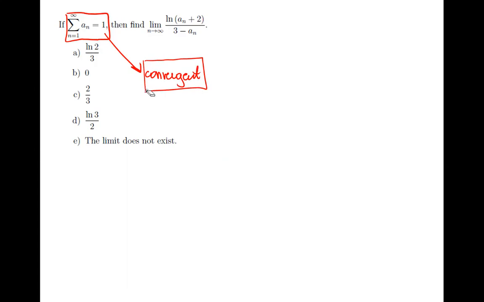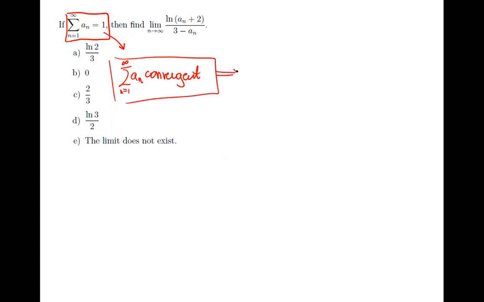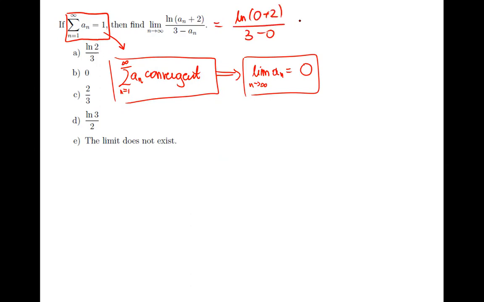This means that the infinite series of a sub n is convergent. That's the information. And we know that if an infinite series is convergent, the limit at infinity of the sequence a sub n is always 0. Please remember, if we have convergence, always 0. That means this limit should be recognized as ln of 0 plus 2, over 3 minus 0. That means ln of 2 over 3. Please do not use that 1.